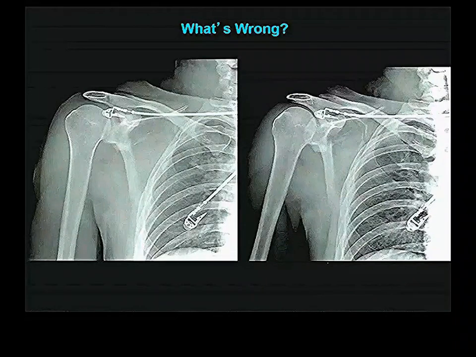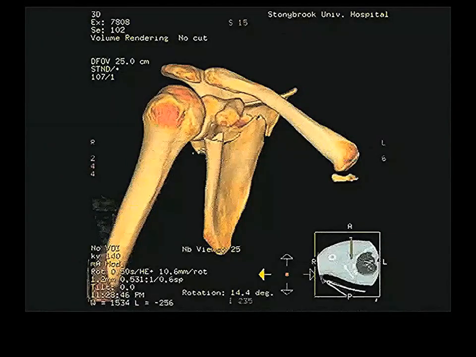Now, what's wrong with this person? This has nothing to do with ossification centers. I'm through with ossification centers of the shoulder. All right, not so obvious when you look at this. It's going to be real obvious when I show you the volume rendered 3D image of what's wrong with this person.